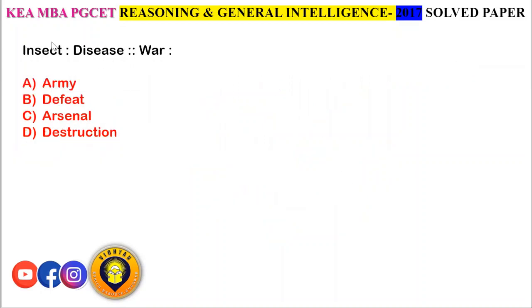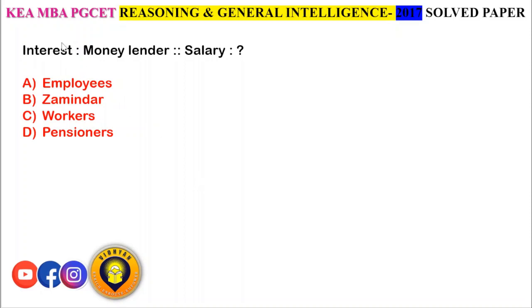Next, insect causes disease, war causes destruction. Interest is charged by the moneylender, and salary is given to whom? Salary is taken by employees, salary is paid to employees.